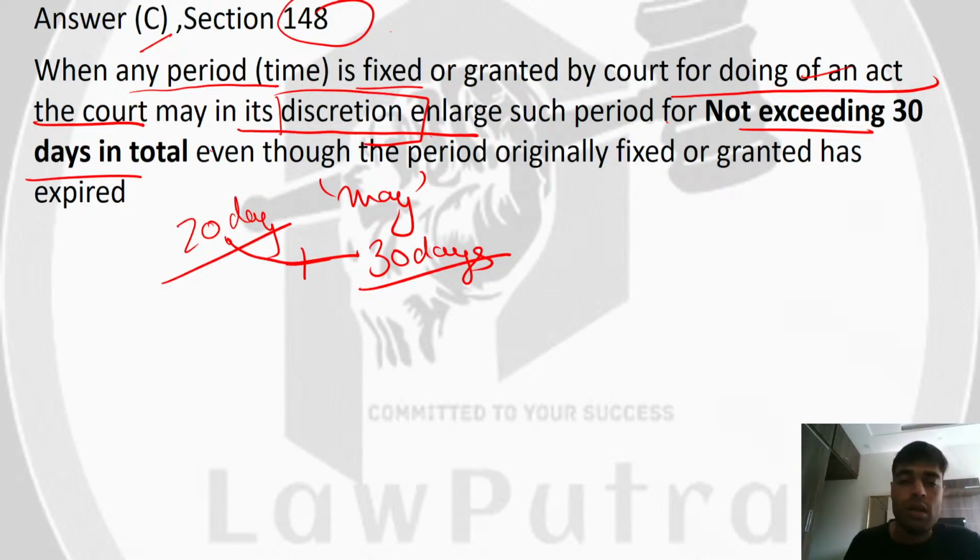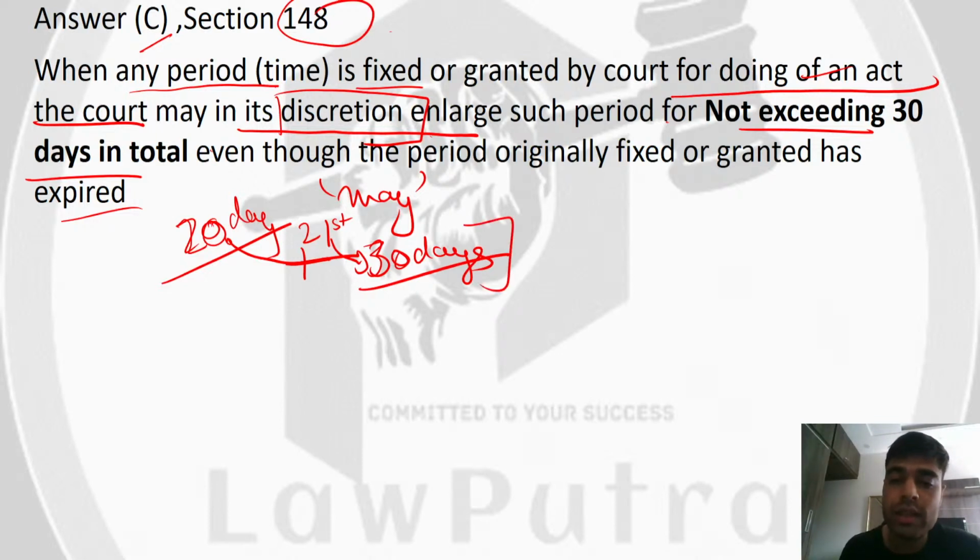Even though the period originally fixed or granted has expired, right? Even though this 20 days has actually expired. So on the 21st day, the person can go to the court and give proper reasons, saying please give me 30 days more. Why 30 days? Because section 148 itself says not exceeding 30 days. That means not more than 30 days.